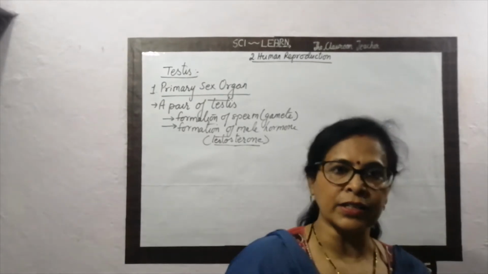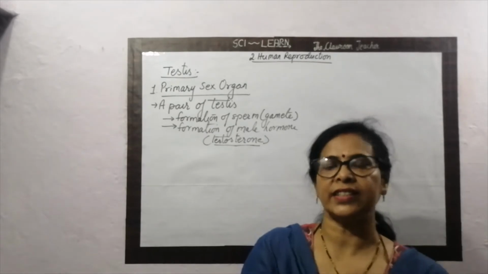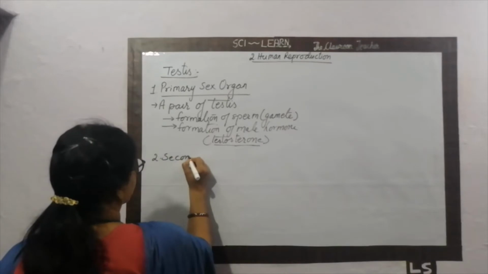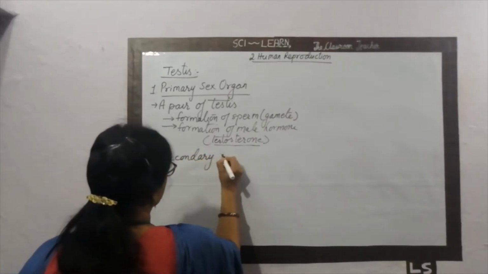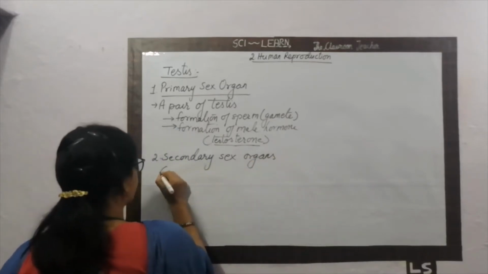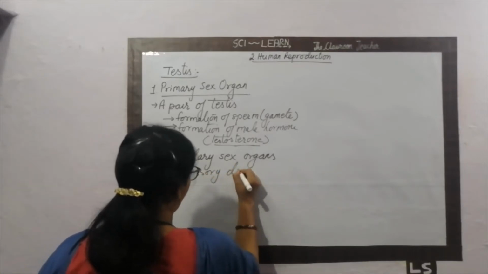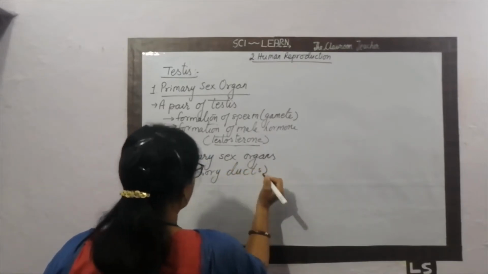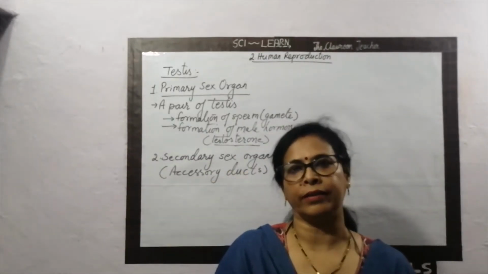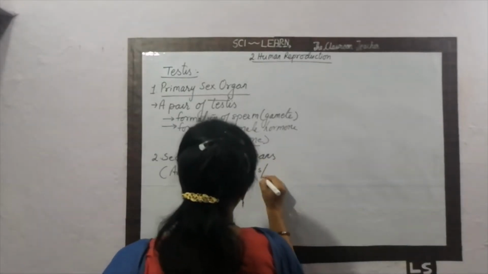The testis is associated with some accessory ducts, and that is called the secondary sex organ. Second is the secondary sex organs, or we call it the accessory duct. Ducts mean they are carrying the material from one place to another place. They are called the accessory ducts, also the accessory glands.